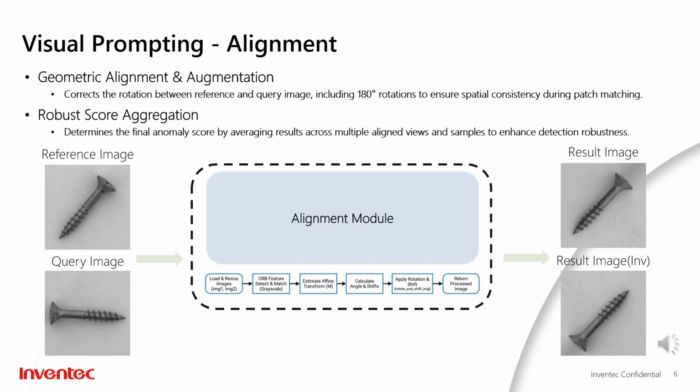We utilize a standard ORB feature detection and matching pipeline. We estimate the affine transform between the reference and the query image. We then calculate the angle and shifts to counter-rotate the image.